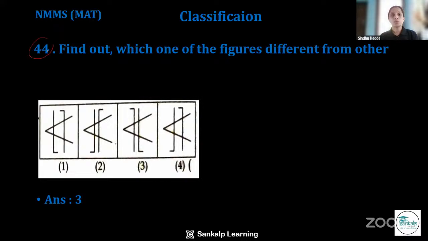Let us see question number 44 of the concept classification non-verbal. Find out which one of the figures is different from the others. So the images are like this. Images 1, 2, 3 and 4 are given here. All the images have a V-shape outer structure, and inside that there are two straight lines in a hook shape. Hook shape straight lines are present in all the images.